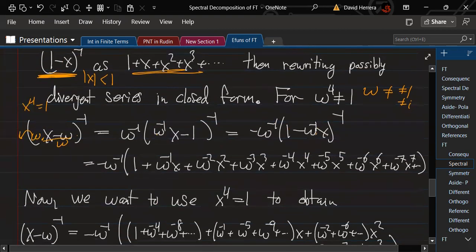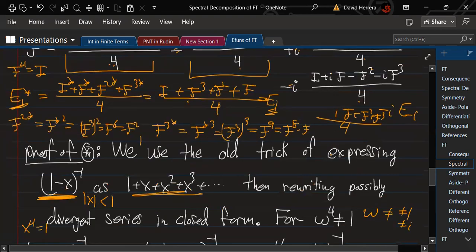And now we're going to use the formal power series. So negative omega inverse, this is 1, plus this, plus its square, plus the cube, plus the fourth, plus the fifth, sixth, seventh, etc.